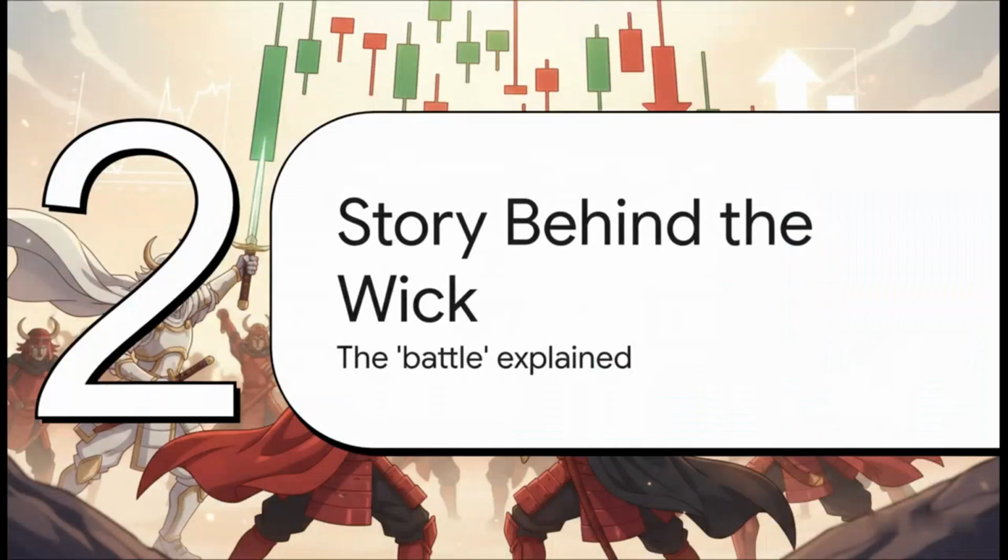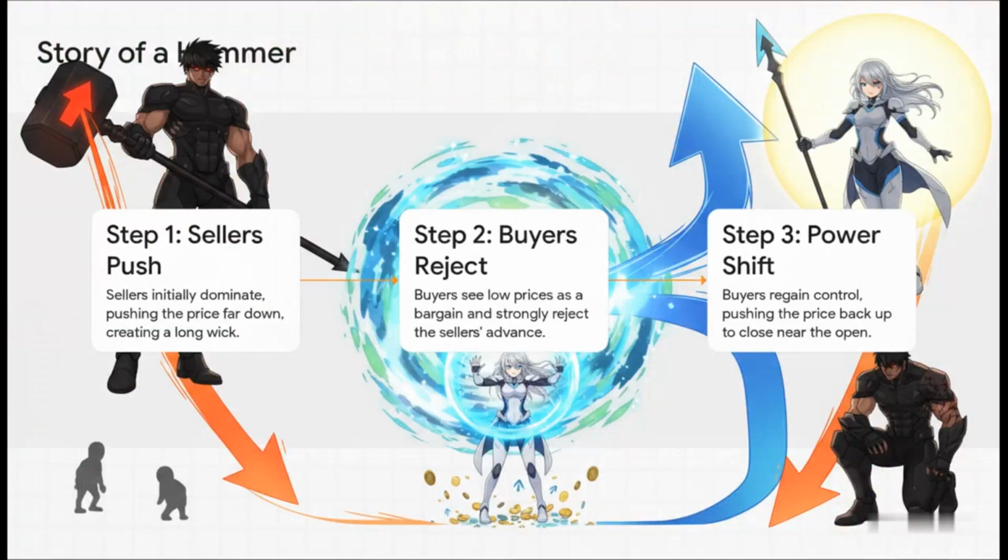So we know what these patterns look like, but what are they actually telling us? Well, every single one of these candles tells a dramatic story about a fierce battle between buyers and sellers that happened in a very short amount of time. So let's use the hammer as our example. At first, sellers are totally in charge. They're pushing the price way, way down, and that's what creates that long wick.